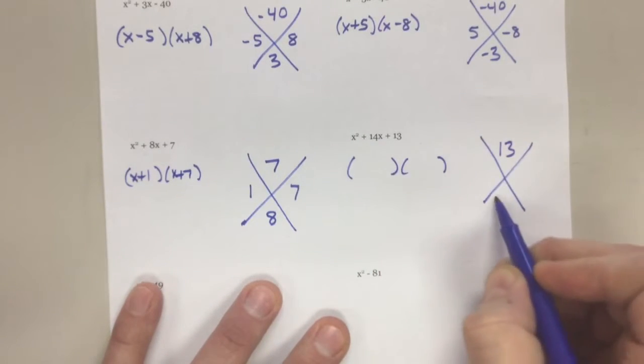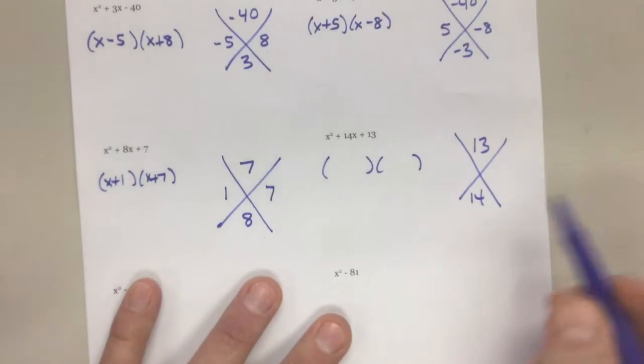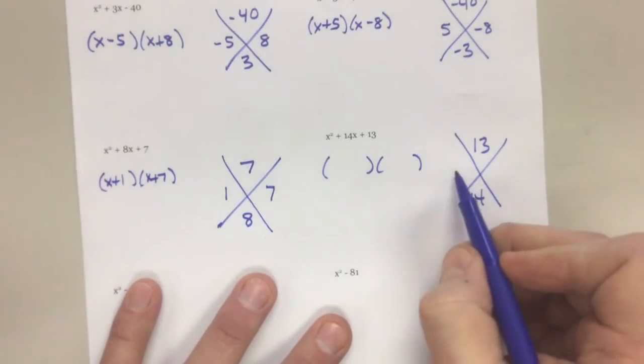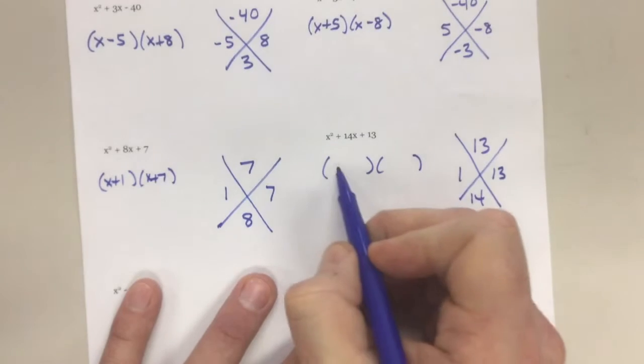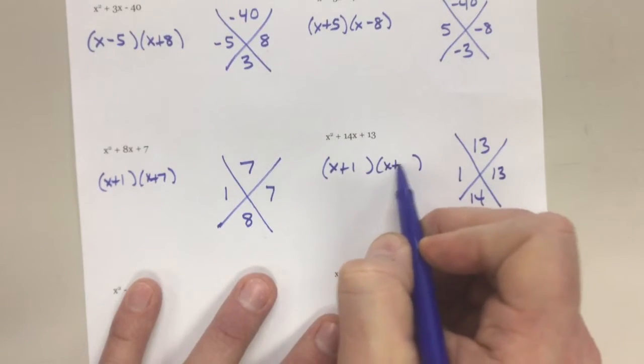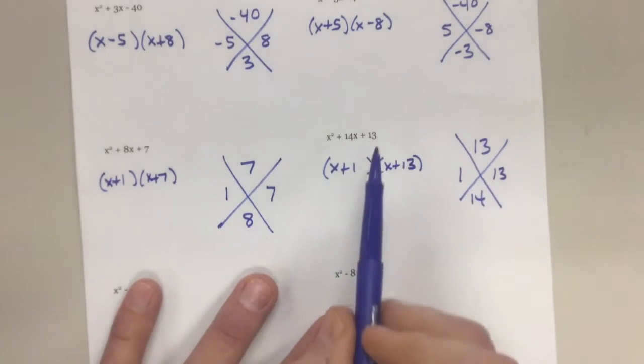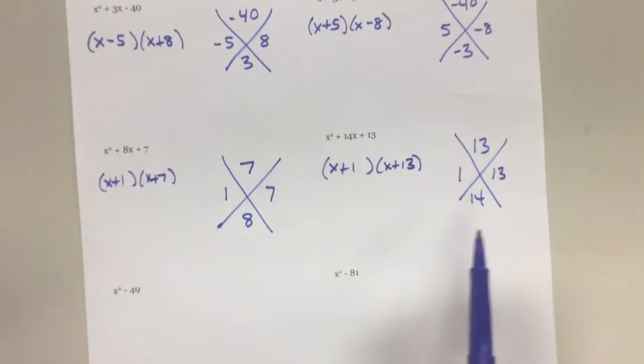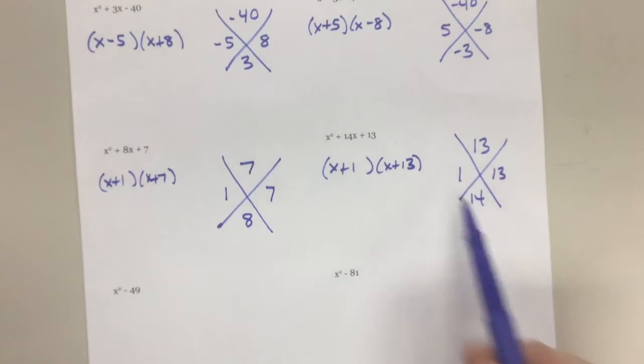Here's another example. Top number is 13, bottom number is 14. So two numbers that multiply to be 13 but add to be 14 would be 1 and 13. So again, the third number was 1 less than the middle. When that happens, we're usually going to include 1 in our answer.